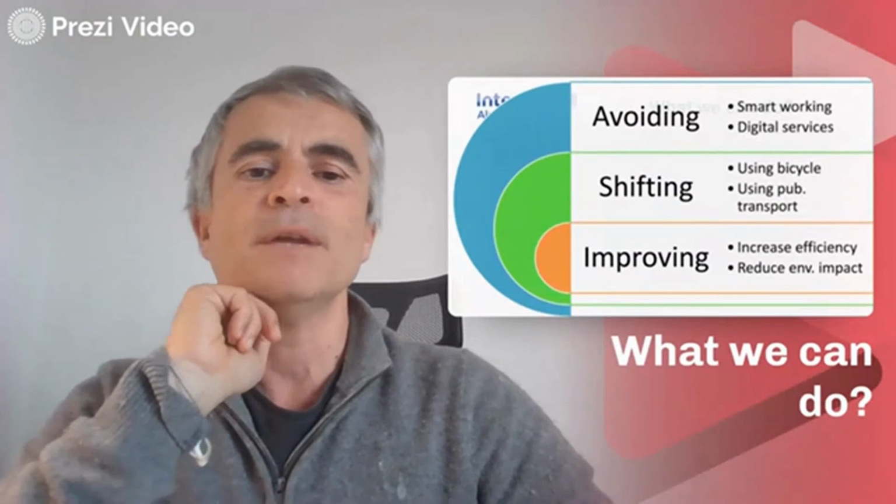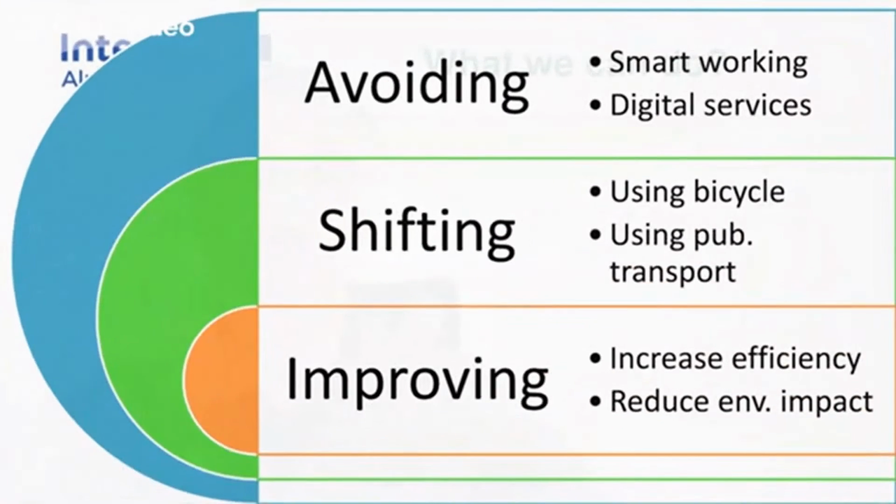So what can we do to face and solve this problem of our cities and of our nations? Well, there are mainly three things that we can do. The first one is avoiding, and this is the most effective thing we can do. We can avoid useless travel and useless trips. This can be achieved through promotion of smart working, for example, but also by the promotion of digital services in public administration, the promotion of e-health and so on.